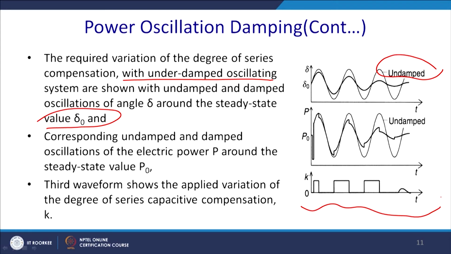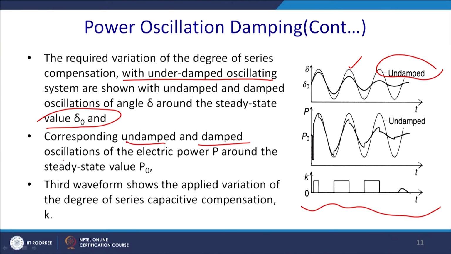So, this is the undamped one and this is the damped one. So, gradually it will reach the steady state value of the delta 0, where actually it is required to be settled, and this is the power swing, and that also will settle with the damping, and where k is the degree of the capacitive compensation, gradually it will change, increase or decrease to accommodate the change of the mechanical power. The corresponding undamped and the damped oscillation of the electric power P around the steady state value is P0.